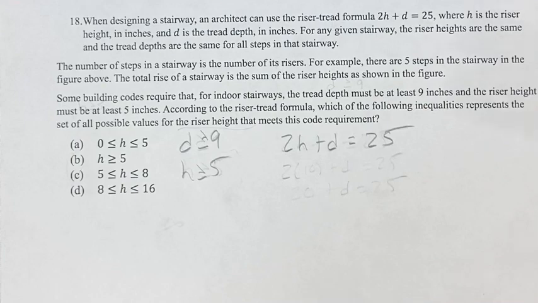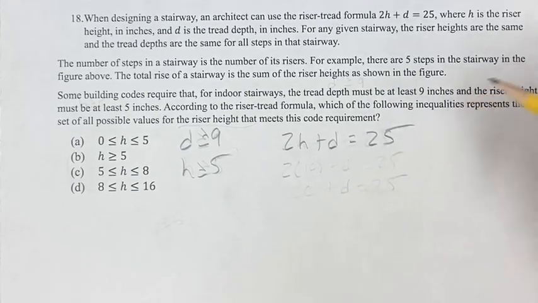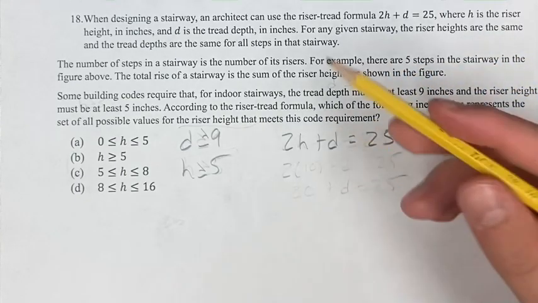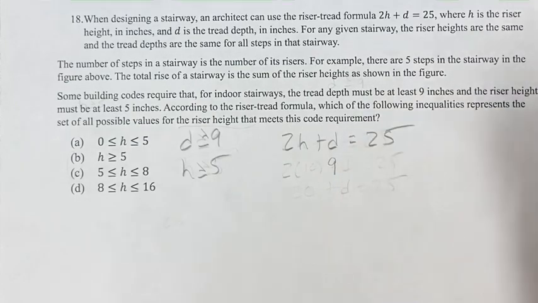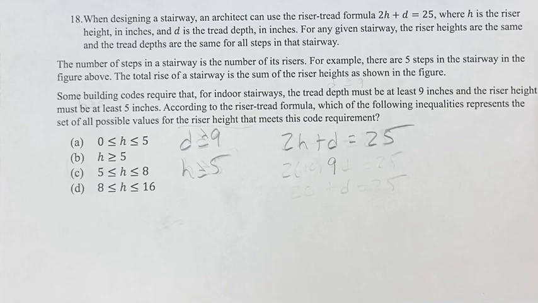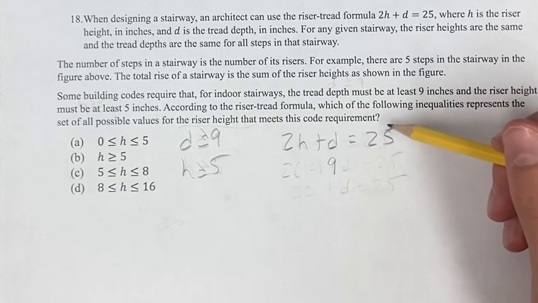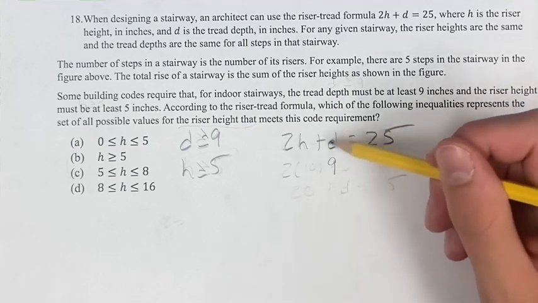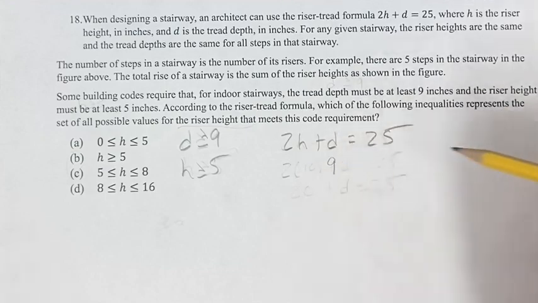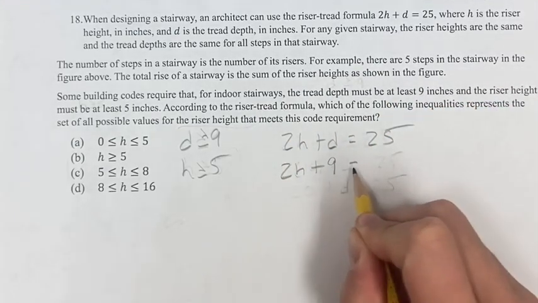So let's say the most accepting value of the tread depth is 9. If the tread depth is 9, that takes away the least amount of inches from the height. If 2 times the height plus the tread depth is equal to 25 and the tread depth was 18, that would make the height really small. But if it's 9, then the height can be as large as it could possibly be.